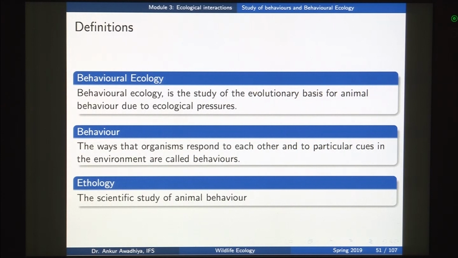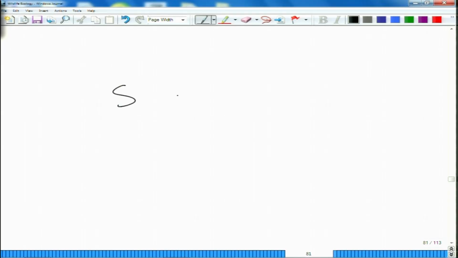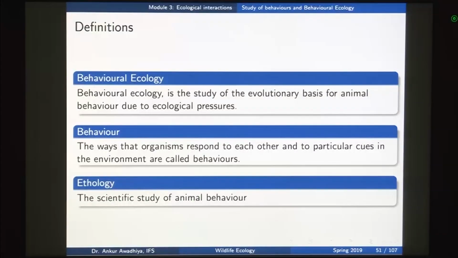Behavior refers to the ways that organisms respond to each other and to particular cues in the environment. Essentially, if you have a stimulus and that stimulus results in a response, the way in which the organism senses this stimulus, makes all the computations about what to do and gives out this response, all this is known as behavior. The scientific study of animal behavior goes by the name of ethology.